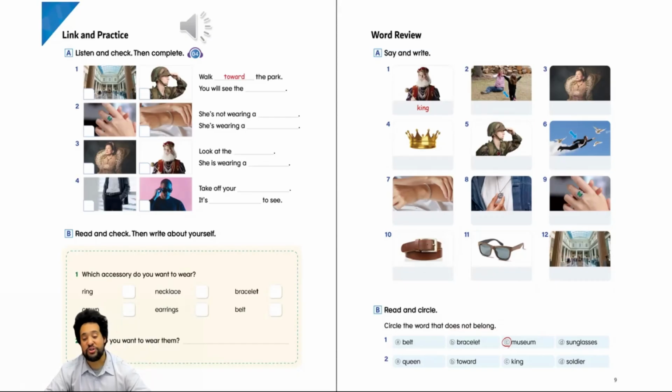But I also want you to do activity B, where at the bottom, I want you to read each of the words and circle the word that does not belong. So we can see that number 1 has been done for us. We have belt, bracelet, museum, and sunglasses. Now, one of these words doesn't belong with the other 3. Which one is it? That's right, it's museum, because museum is not an accessory. A belt, a bracelet, and sunglasses are all accessories, but a museum is a place.